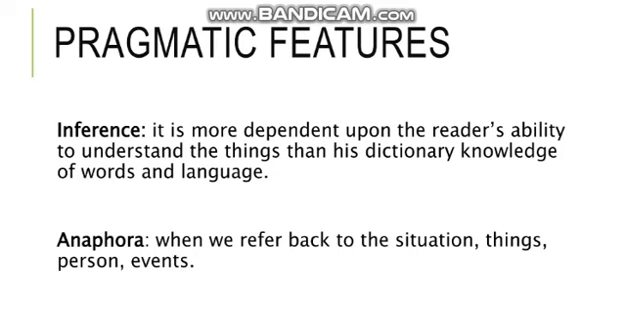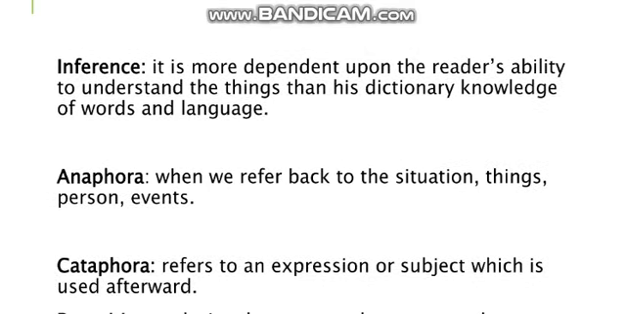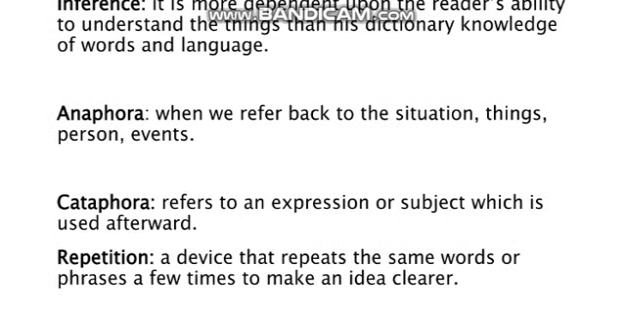Pragmatic features are more dependent upon the reader's ability to understand things beyond the dictionary meaning of words and language. Anaphora is when we refer back to a situation, thing, person, or event. Cataphora refers to an expression or subject which is used afterward. And repetition is a device that repeats the same words or phrases a few times to make an idea clearer.